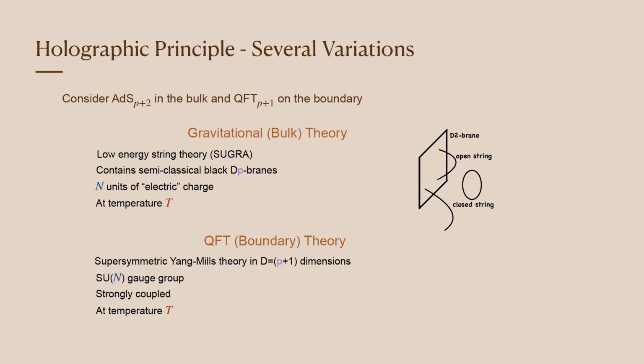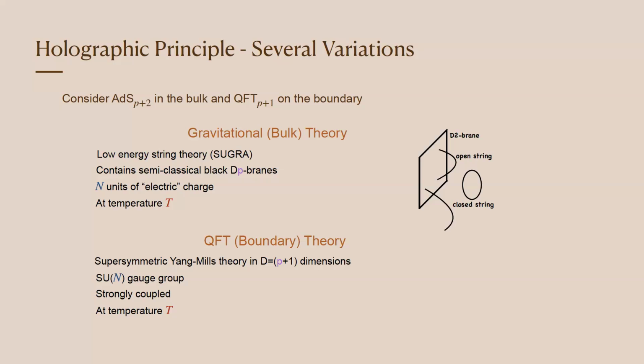So this bulk theory contains black Dp-branes. That means you take a bunch of Dp-branes and bring them together. Since they have tension, they have mass, they can collapse to form a black hole. So it contains N units of charge, and the theory is at finite temperature T.